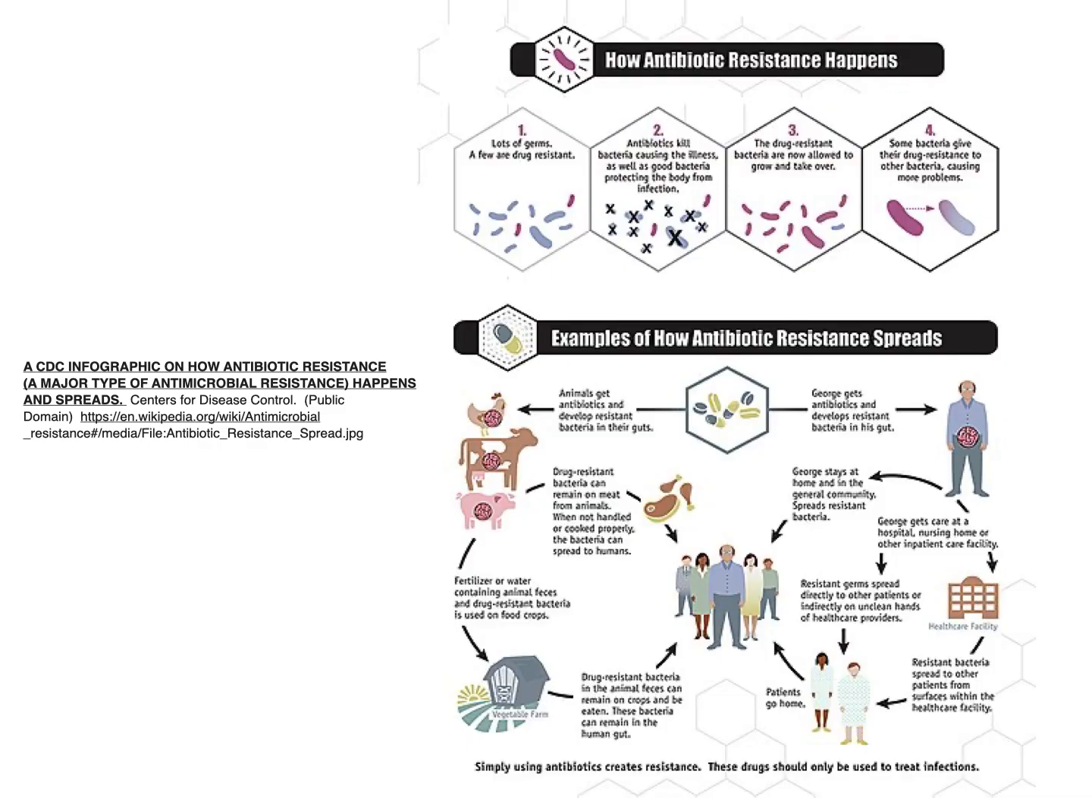A Centers for Disease Control infographic on how antibiotic resistance, a major type of antimicrobial resistance, happens and spreads, how antibiotic resistance happens, and examples of how antibiotic resistance spreads. Simply using antibiotics causes resistance. These drugs should only be used to treat infections.